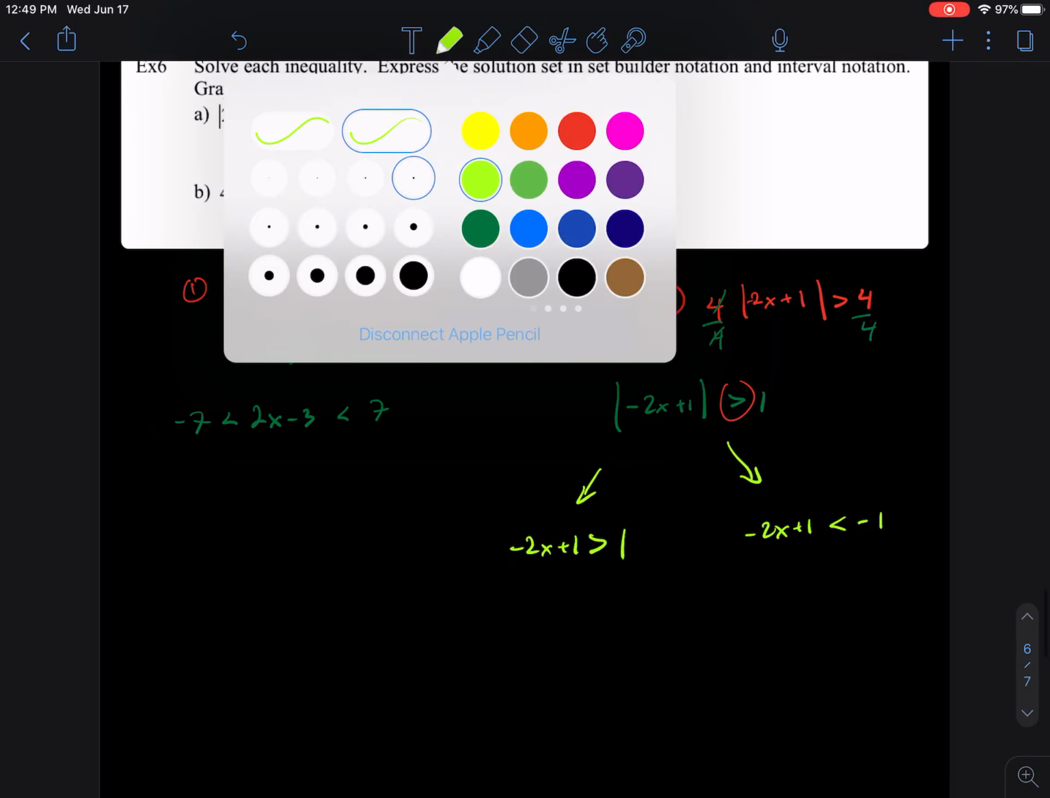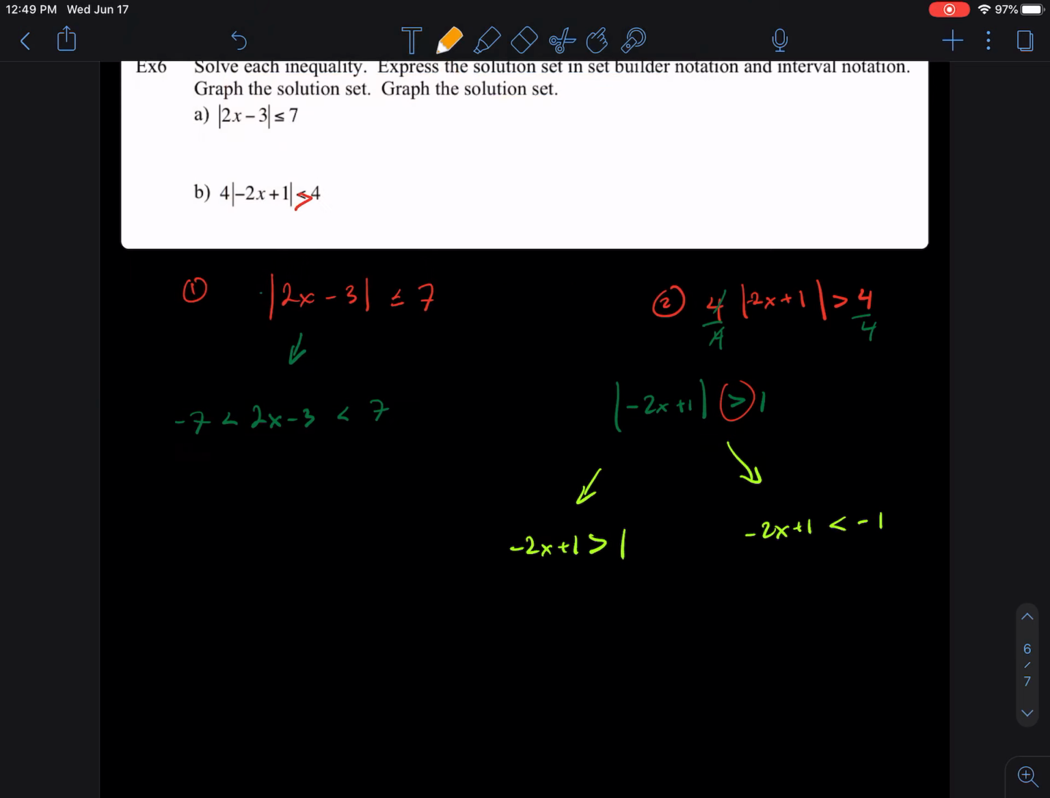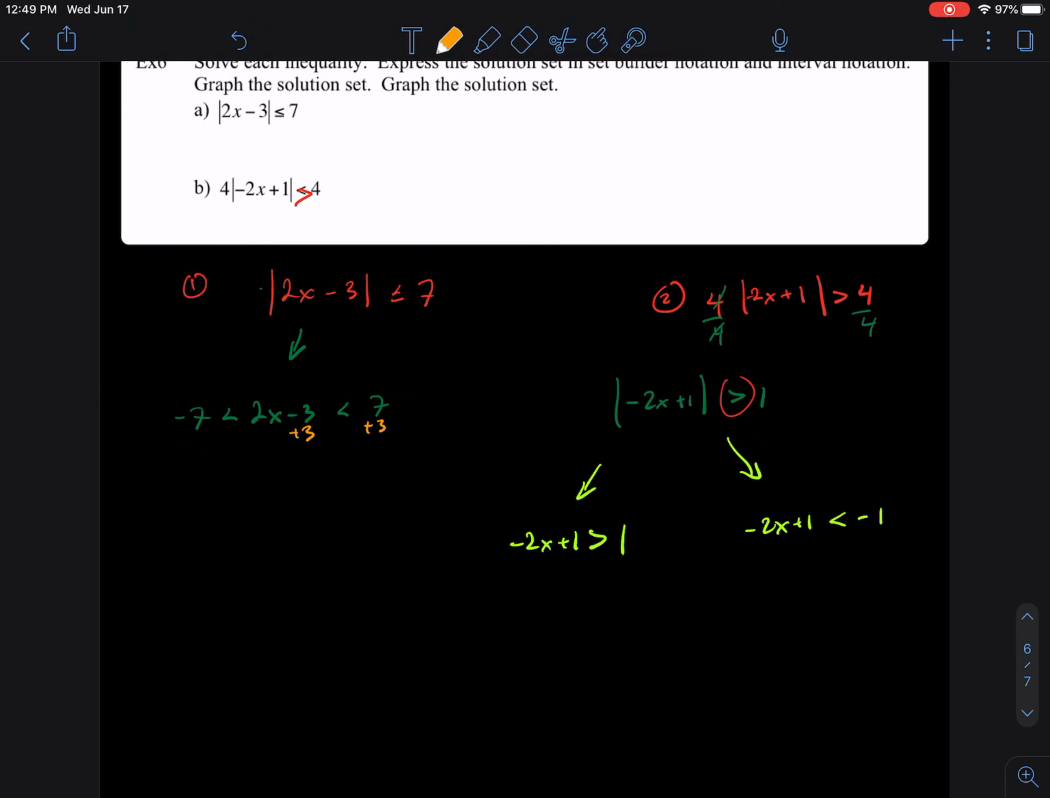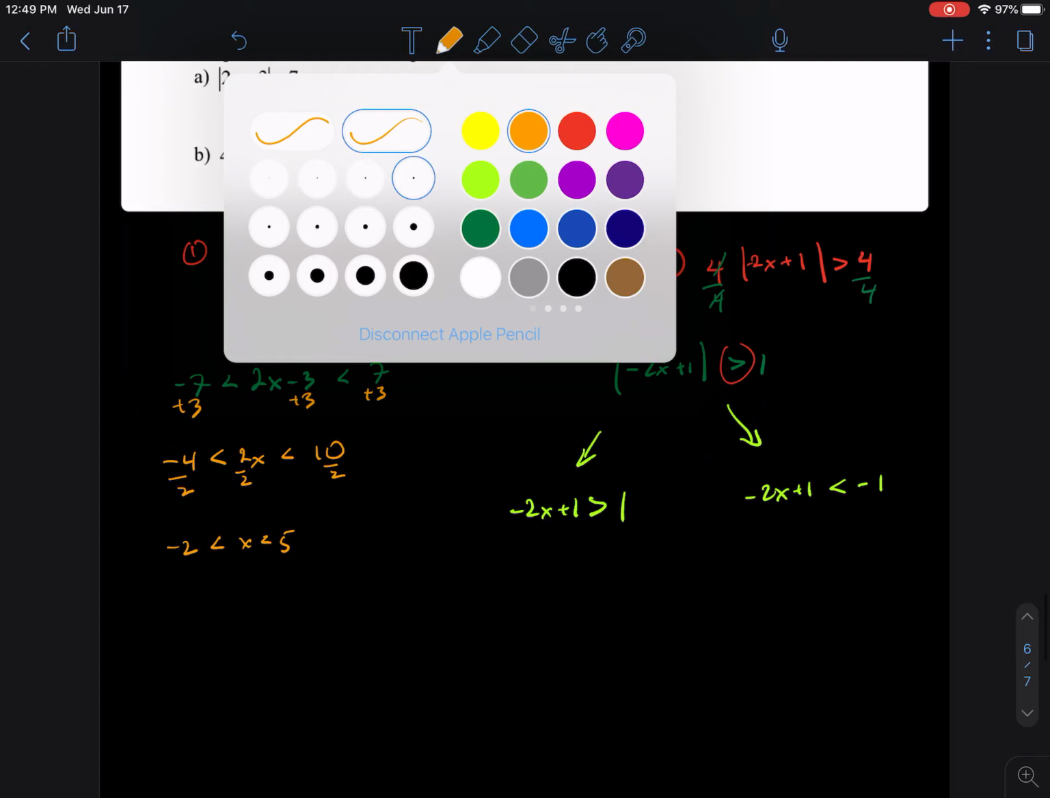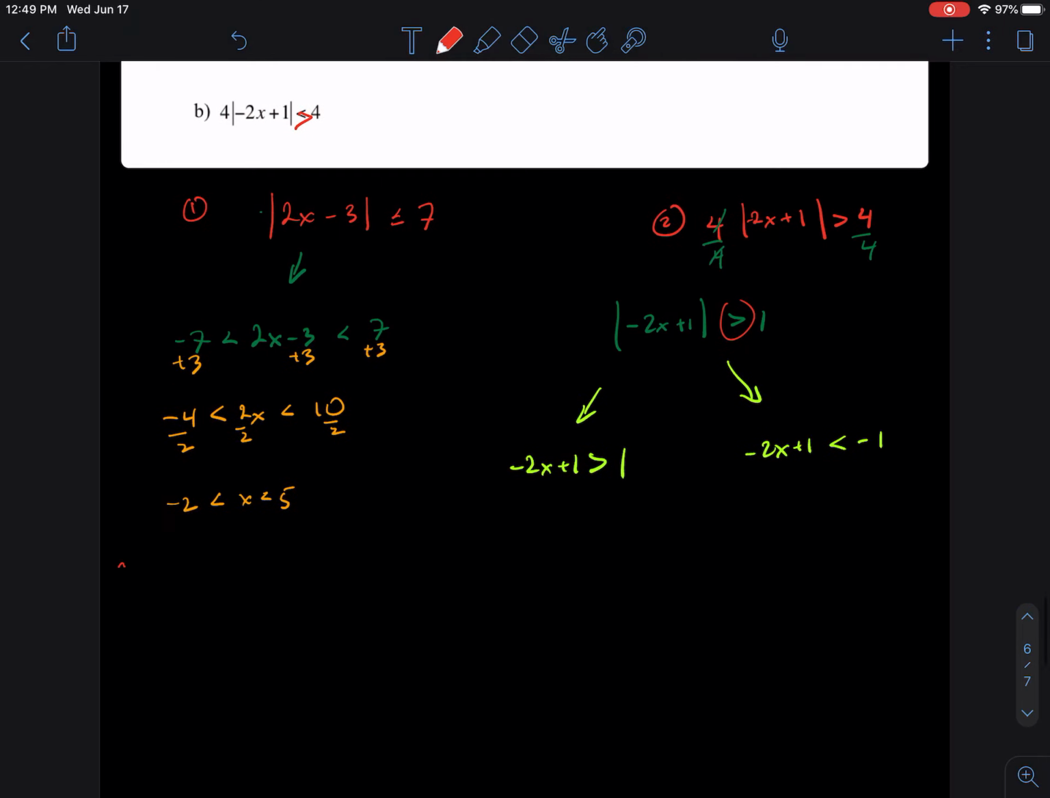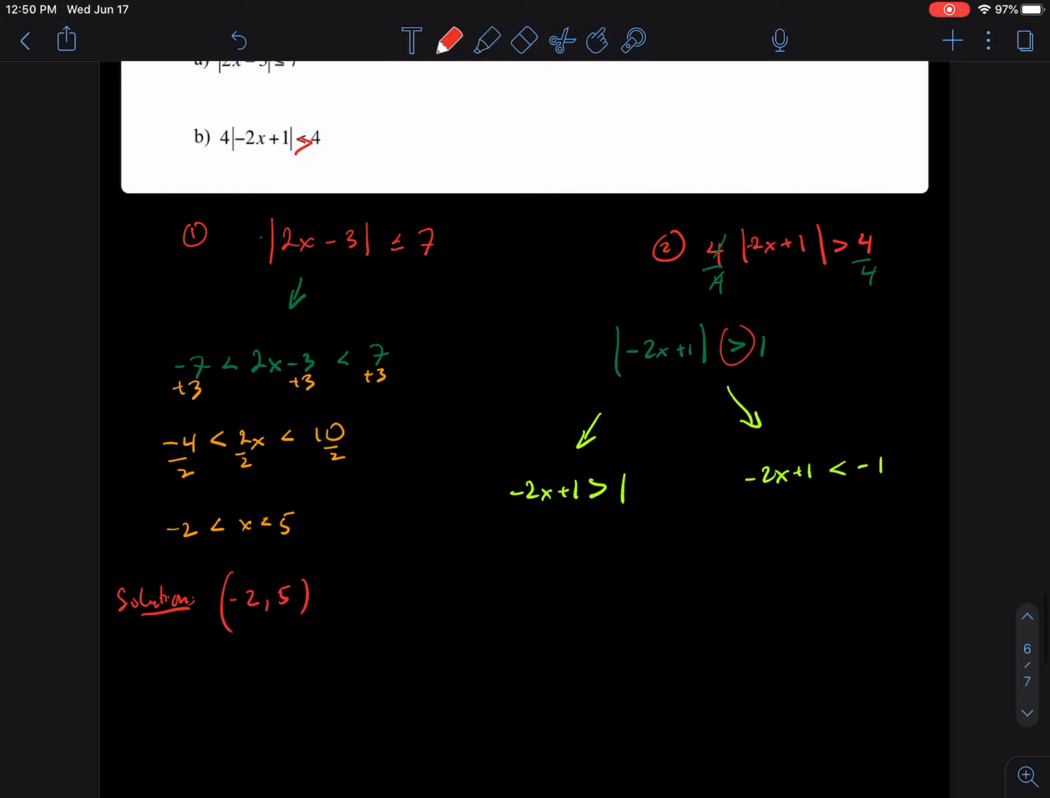Going back to this first one here, if I was to solve this, I can add 3 to each part. That gave me negative 4 less than 2x less than 10, and I can divide each part by 2. That gave me negative 2 less than x less than 5. So my solution is going to be negative 2 to 5, in parentheses, interval notation from negative 2 to 5.